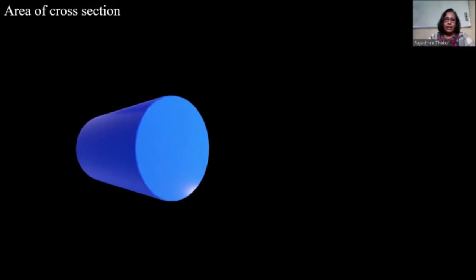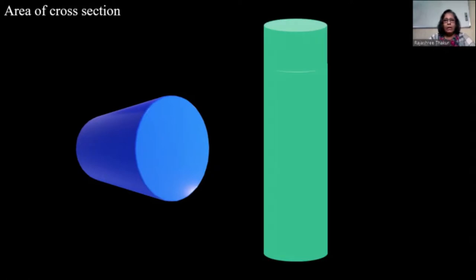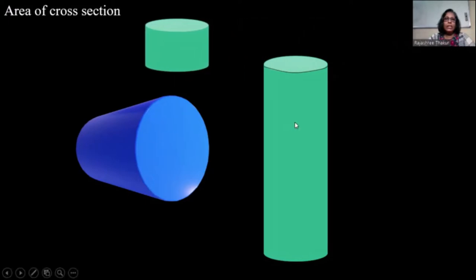We'll take another example. This is a cylinder, right? So if I have a cross section, then this you can see is the area of cross section. All right. Even this is the area. All right. So you must have understood what is area of cross section. Now I have taken a cylinder because a wire is cylindrical in nature. Let's understand the theory.